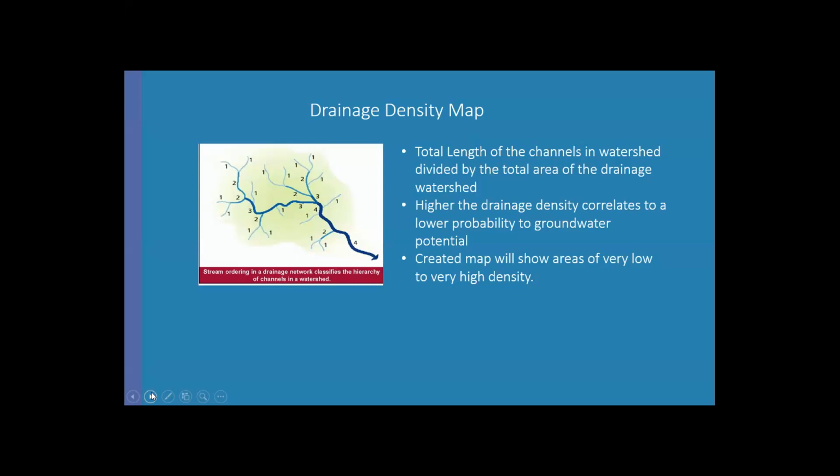Drainage density is the total length of the channels in a watershed divided by the total area of drainage in the watershed. When viewing a drainage density map, the higher the drainage density correlates to a lower probability of groundwater. The created map will show areas of very low to very high drainage density. This map will be created using a Strahler method in the hydrology tool in QGIS.